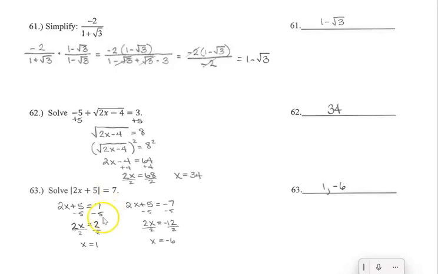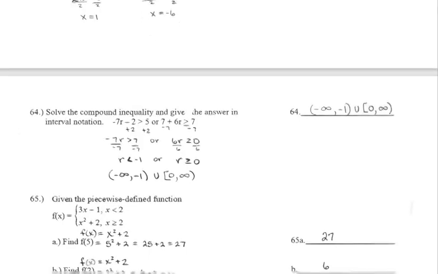Then solving is straightforward. So subtract 5 from both sides and divide by 2. Subtract 5 from both sides and divide by 2. So the two solutions that you get, again, when we plug those back in for x, they do work. So neither one of those are extraneous roots.